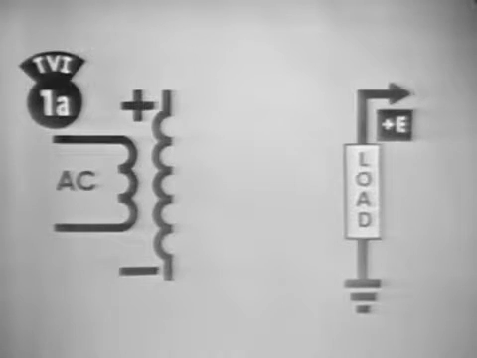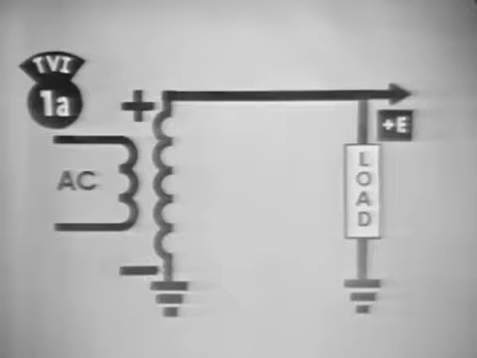The output voltage in this case is positive. So, where is the load and the ground connected? That's right. The load is connected to the positive end of the secondary, and the ground is connected to the negative end.